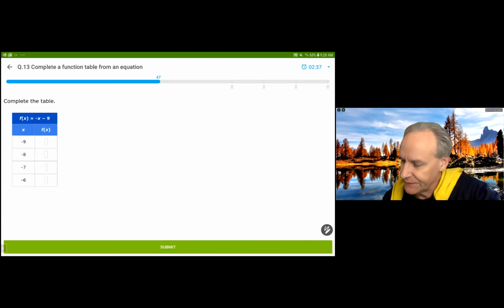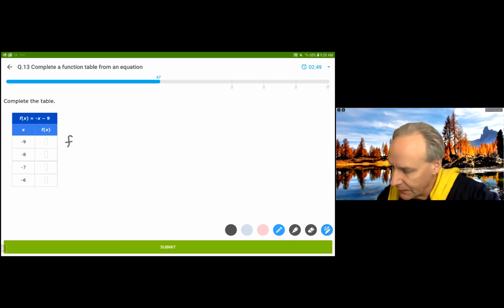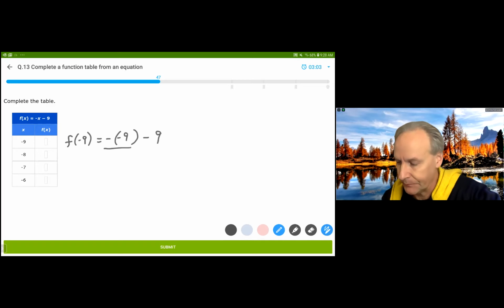Okay, now we're changing the sign and subtracting 9. Talk about doing the rhyme thing again. When I'm talking about f of negative 9, I am literally putting a negative 9 where the x was. And a common mistake is to not see that double negative. And this is 9 minus 9, because that double negative makes it a positive 9, which is 0.